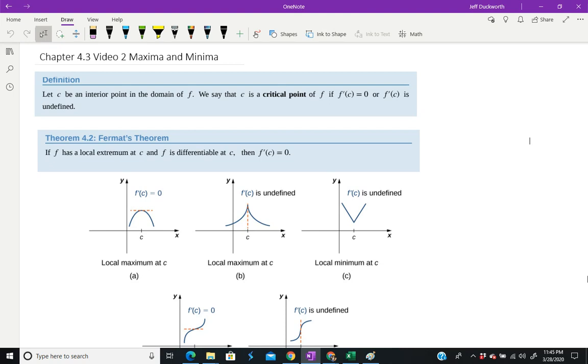The other important thing is that F must be differentiable at C. So if you look at B, there is a local maximum, but F is not differentiable at C. It's undefined. So we have that hard peak. If you see the hard peak in both B and C, we're looking at the undefined case. So you could have an undefined derivative and have a max or a min.